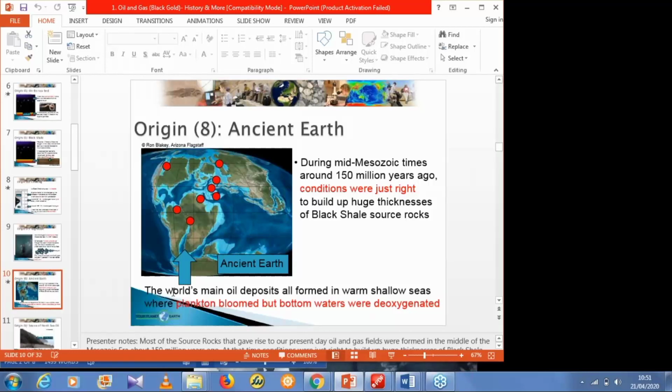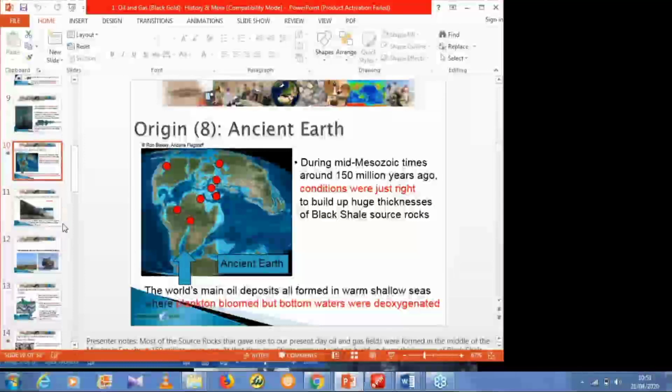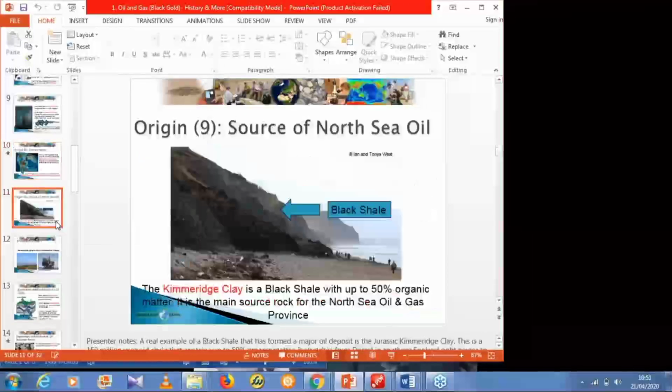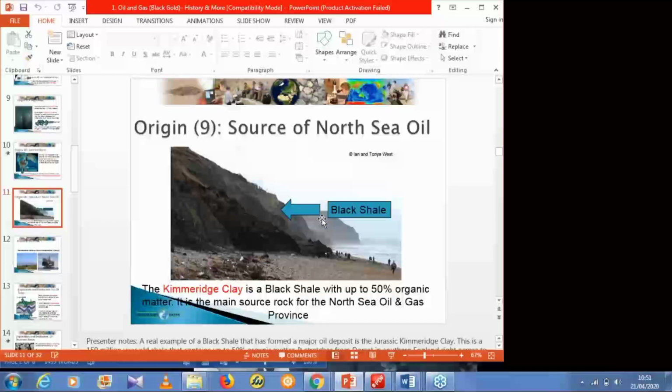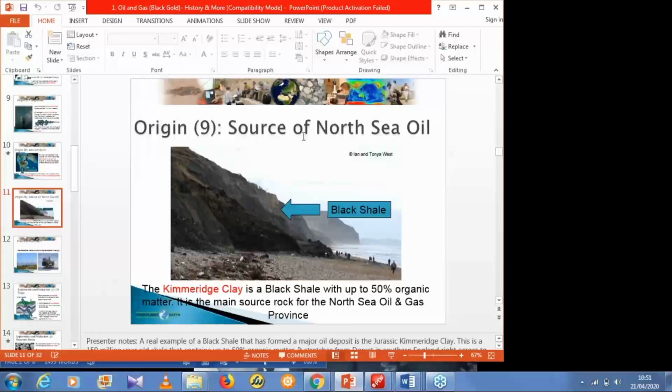Now the main oil deposit is found in warm shallow seas where plankton bloomed, but bottom waters were deoxygenated. This is just explaining what I earlier mentioned about the formation of this product. So this is an example of the black shale on the surface that you do not see.